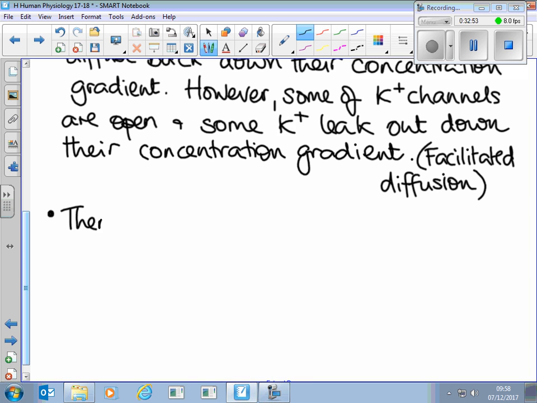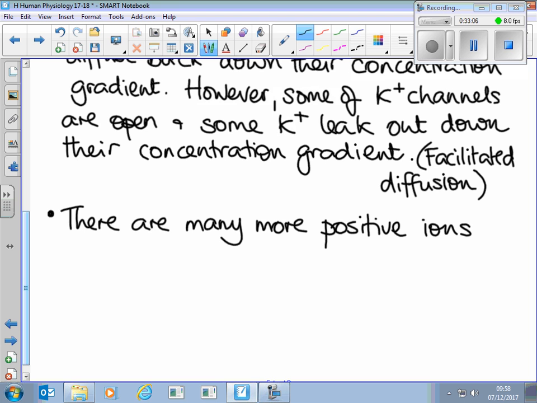So there are many more positive ions outside the cell than inside.